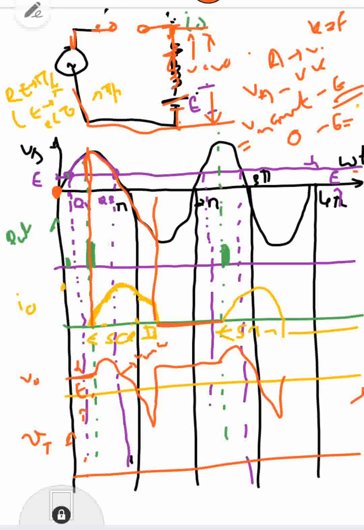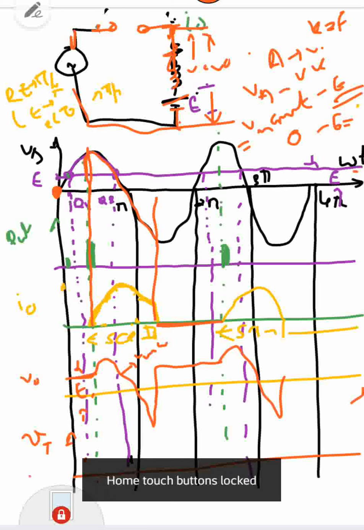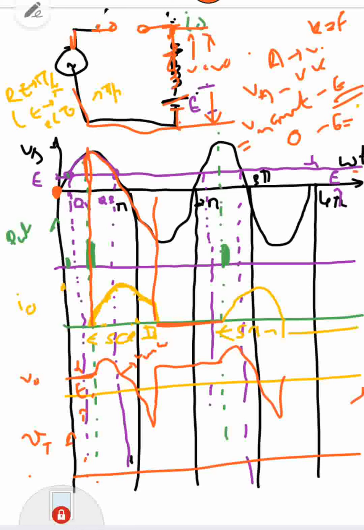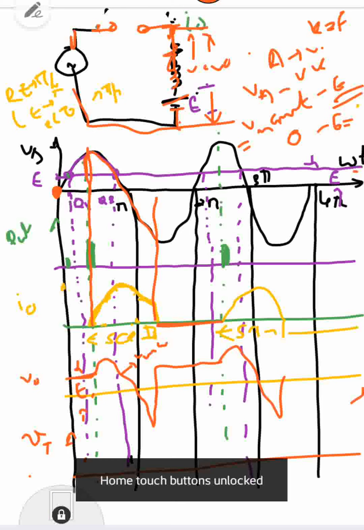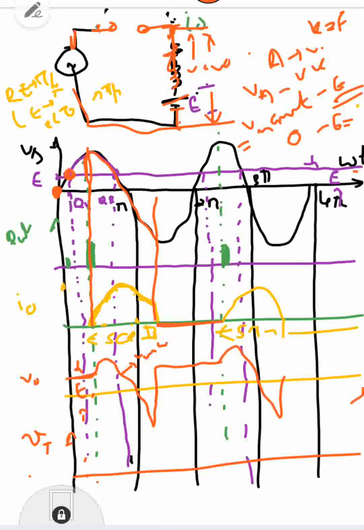So I can draw here. You take a value minus E and it goes on like that. At this point Vm sin omega t is equal to E, so the voltage will become 0 because Vm sin omega t is equal to E. So when you subtract, you will get 0 value. Okay, so every instant you follow this expression Vm sin omega t minus E and draw the voltage across SCR waveform. Okay, so we have completed all the half wave controlled rectifiers.